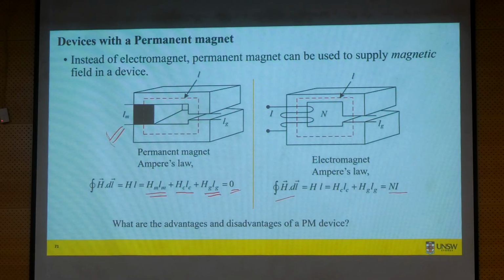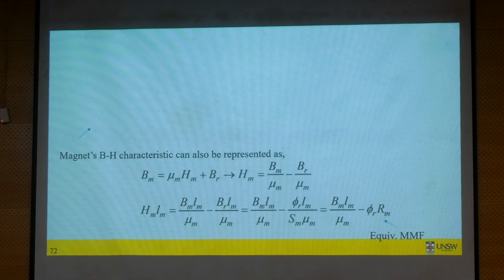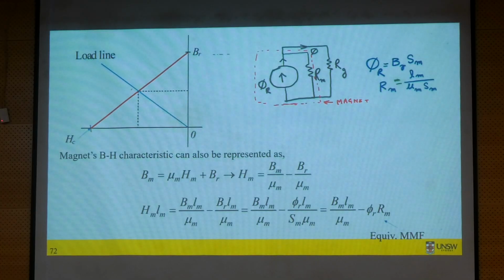Okay, so from this equation we can find a straight line equation similar to the one we can find for the steel material. And if we plot that, you will get your load line for the magnet material. You plot that straight line over the BH characteristic of the magnet, and you will know where your operating point is.